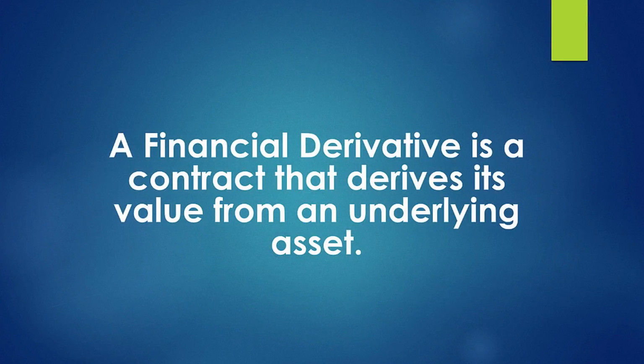A financial derivative is a contract that derives its value from an underlying asset. That's why they call it a derivative, because it's deriving its value from some other asset. This is an important concept to understand, because when you're trading financial derivatives, you're buying and selling pieces of paper. You're not actually buying and selling the assets, you're buying and selling pieces of paper that derive their value from an asset.